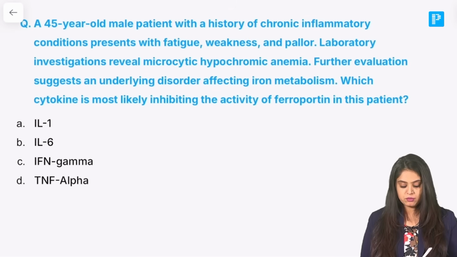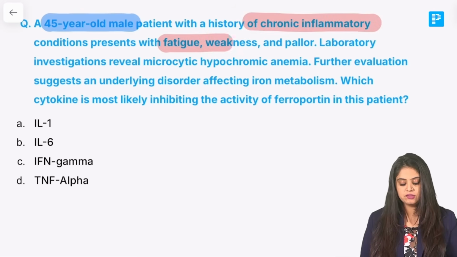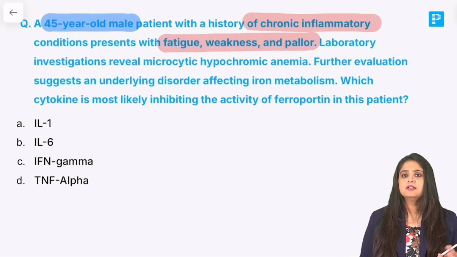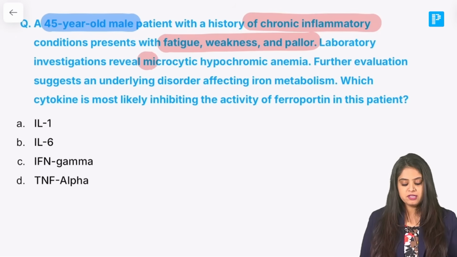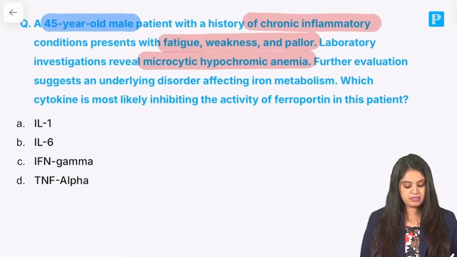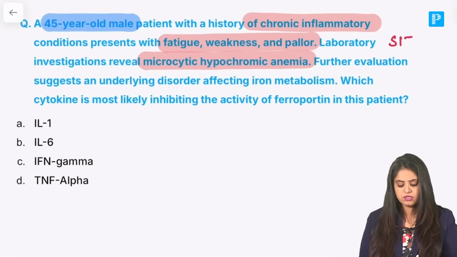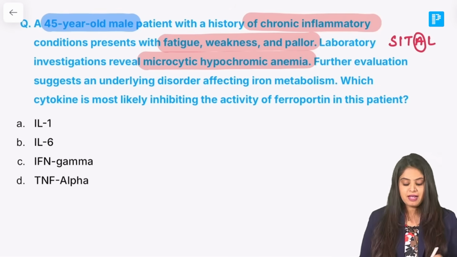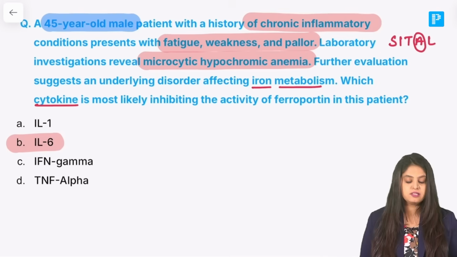Moving on to the next question, where you have a 45-year-old patient coming with a history of a chronic inflammatory condition, and that has resulted in something to do with anemia, fatigue, pallor. Lab investigations have shown microcytic hypochromic anemia. So out of the Sita or Sheetal mnemonic, chronic inflammatory tells me anemia of chronic disease, and that has affected the iron metabolism. So they've asked you which is the cytokine responsible, and answer is interleukin 6.